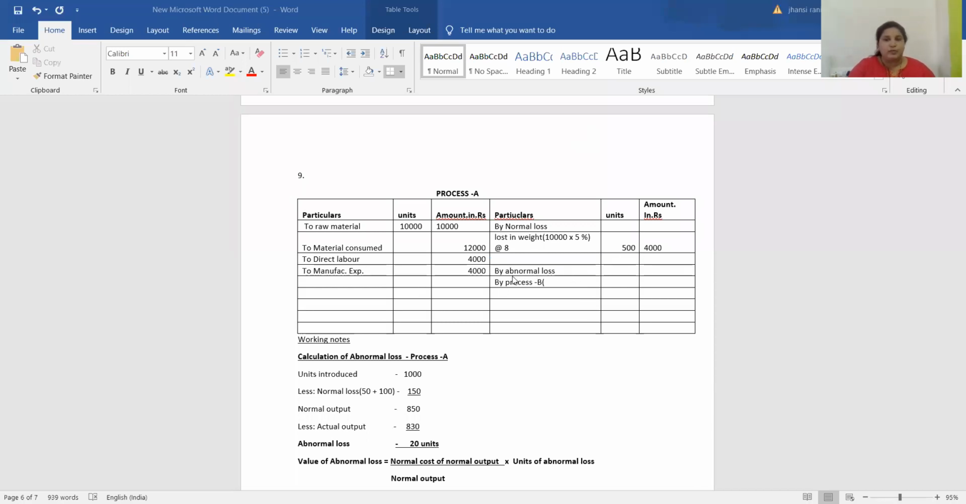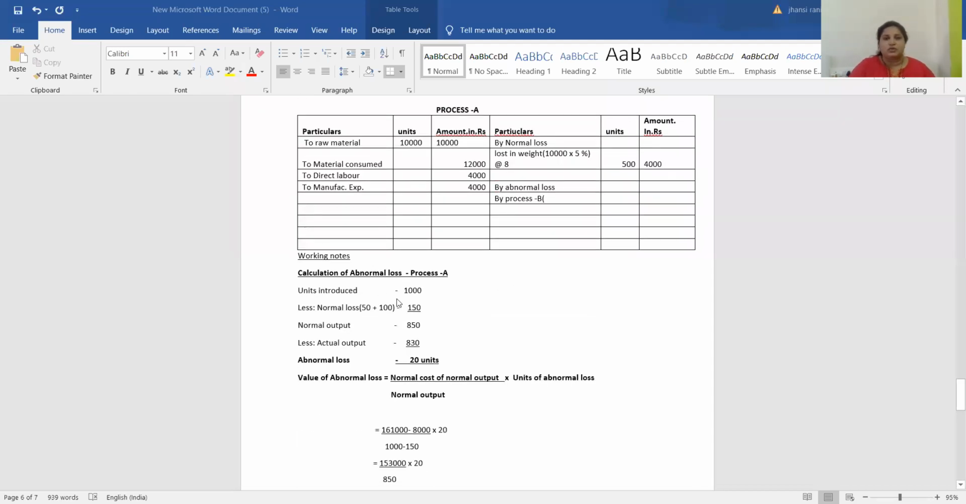Now we do not know whether we have abnormal loss or normal loss. Let us find out whether we have or not. So actually number of units introduced were 10,000 and normal loss is 500. Just now we have found out it's 500. So 10,000 minus 500, it should be 9,500 should be our output. What should be our normal output? 9,500. But if you look at the question, actual output is 9,400.